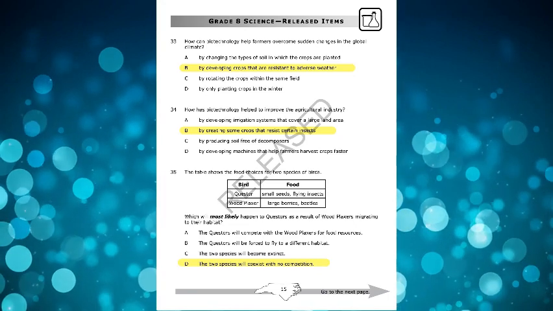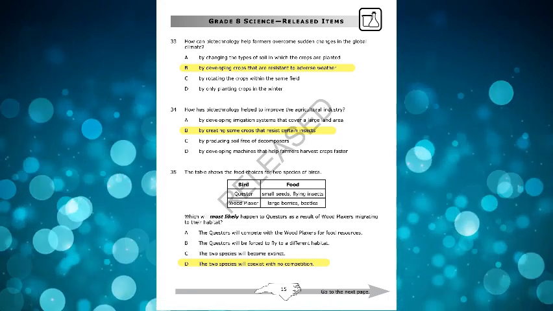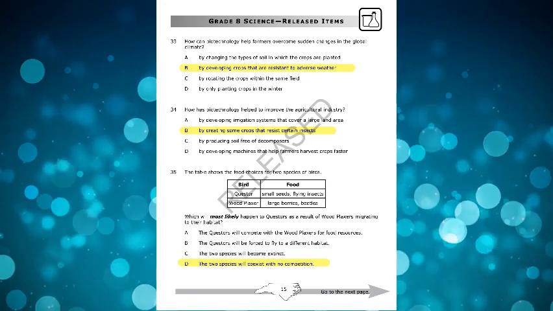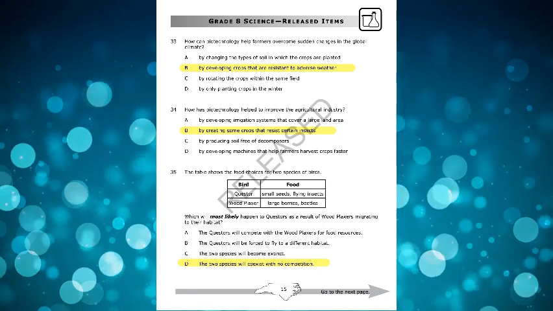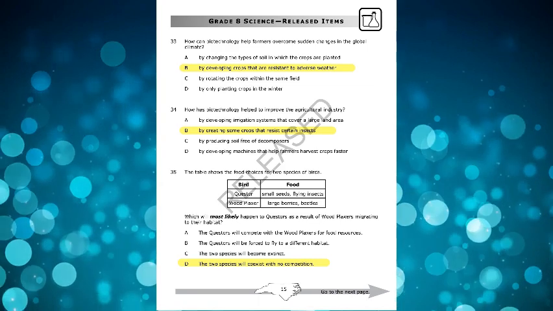So 34, how has biotechnology helped to improve the agricultural industry? And B, by creating some crops that are resistant to certain insects. And that's definitely very helpful.